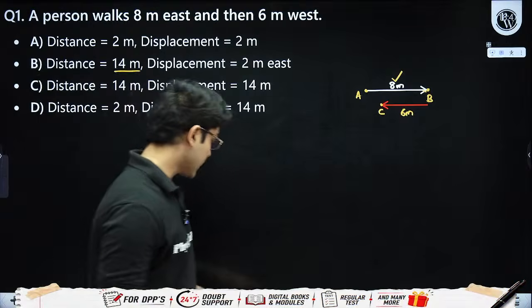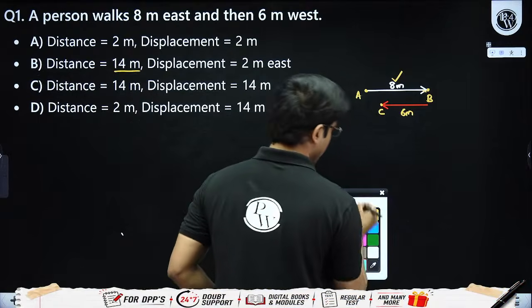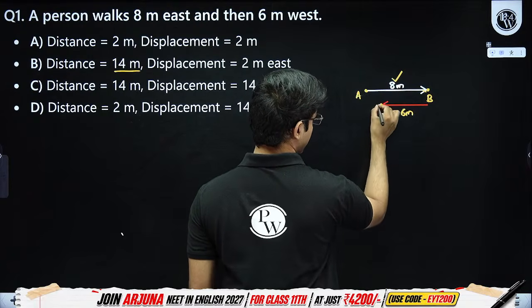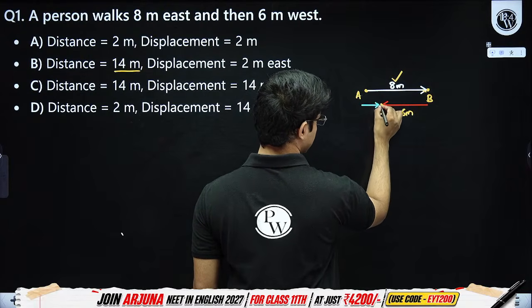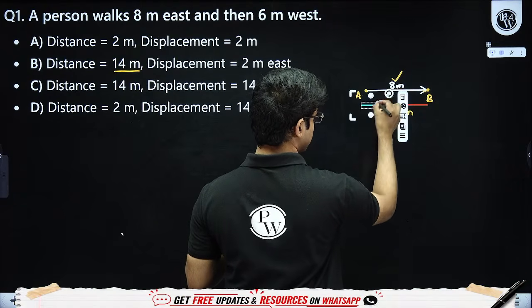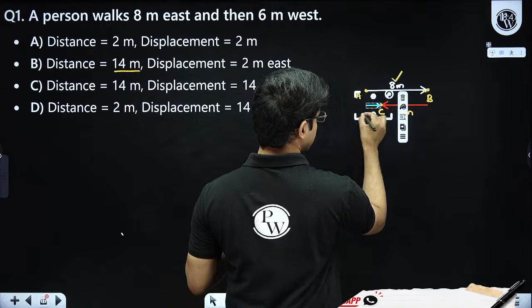Then displacement is basically the arrow from the starting to the ending. So A is over here. Okay, C is over here. So this is the displacement length. Okay, this is the displacement length.